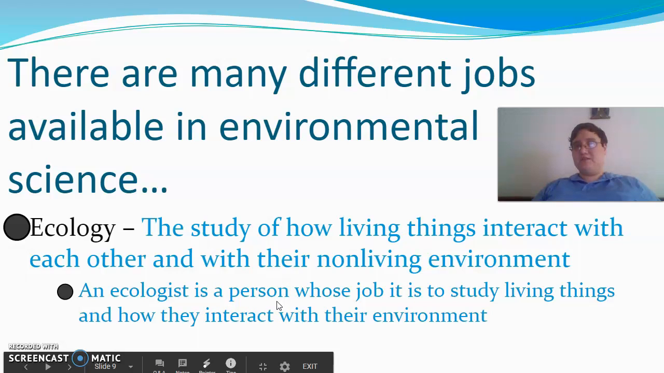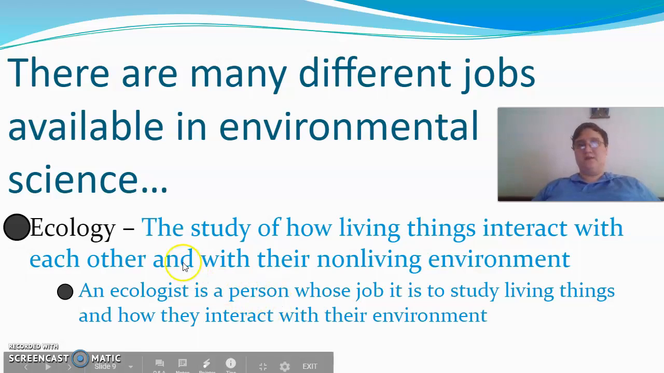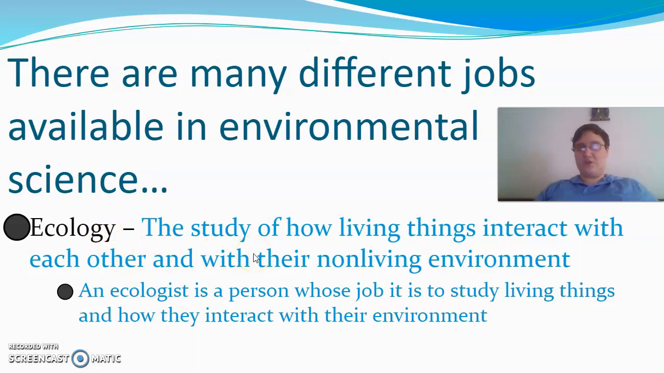So biology, biologist. A biologist is the person who studies or does biology, right? Ecology, ecologist. Ecology is the study of something, and then the ecologist is the person who studies it. So ecology is the study of how living things interact with each other and how they interact with their non-living environment. Another way to think about that is how a living thing interacts with the non-living things around it, right? Which makes sense. We talk a lot about the difference between living and non-living things in this class.